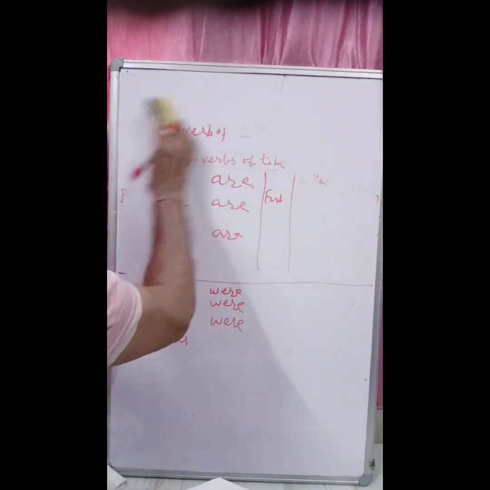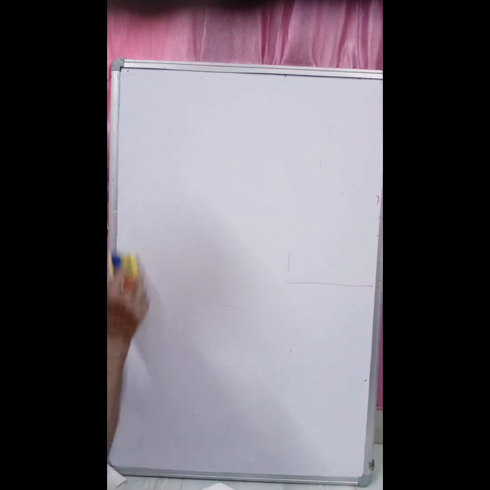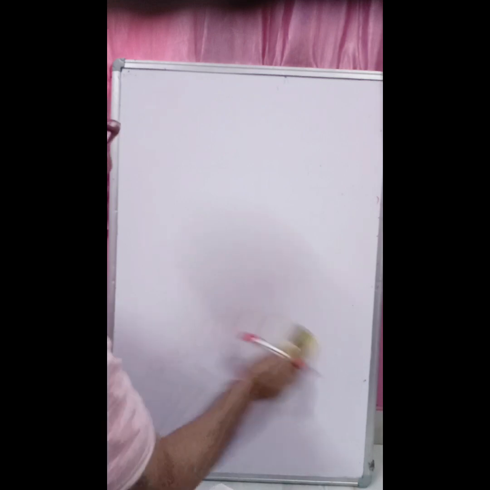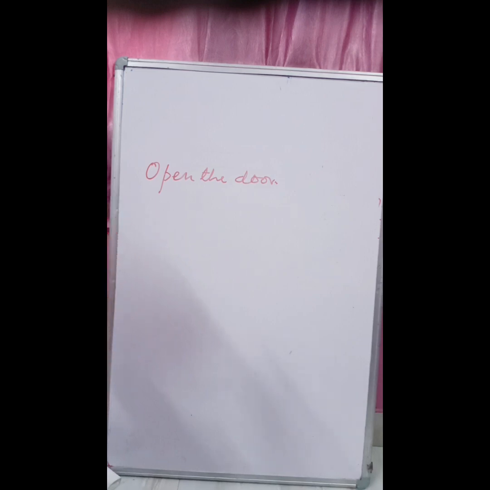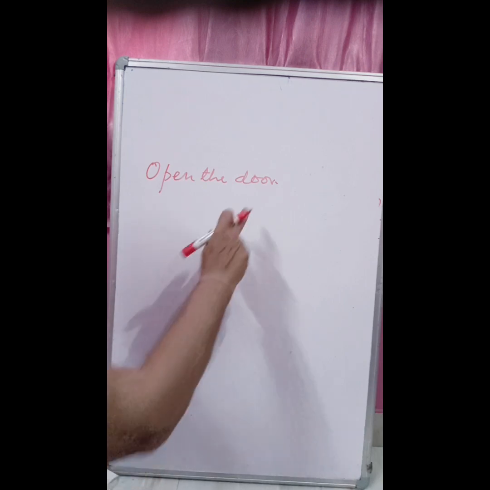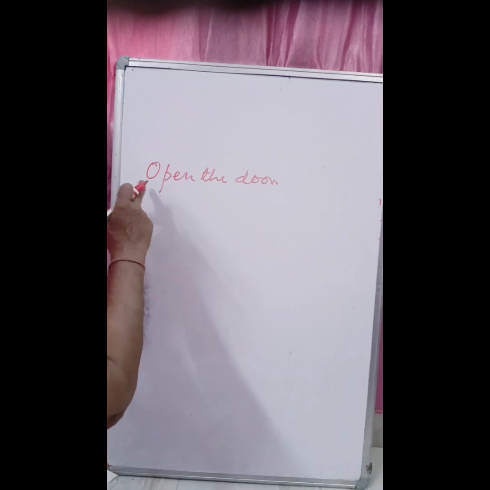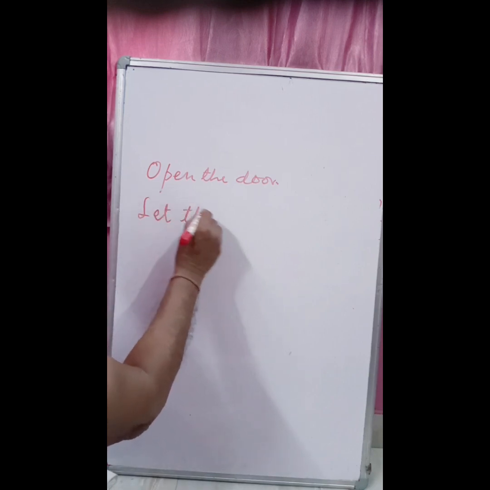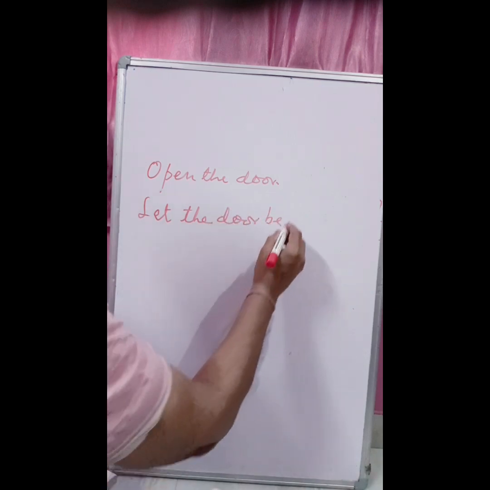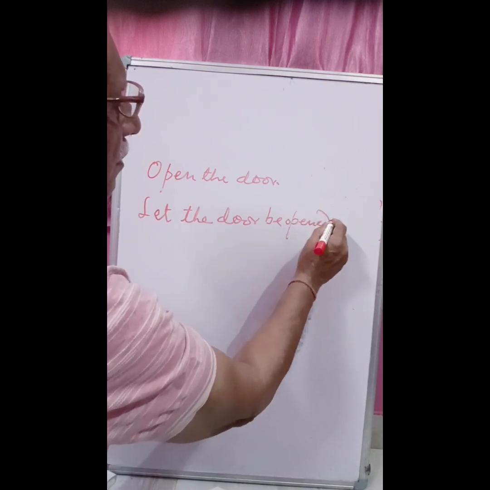So, when we convert active voice to passive voice, sometimes the sentences are imperative. For example, open the door. This is active voice. You is the subject in this one and door is the object. But as it is an order, in passive voice it is written as: let the door be opened by you.